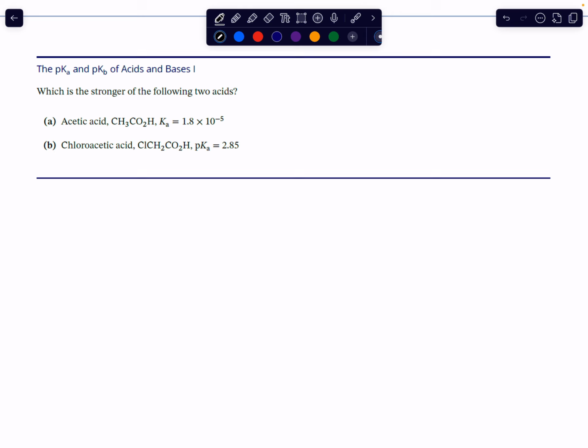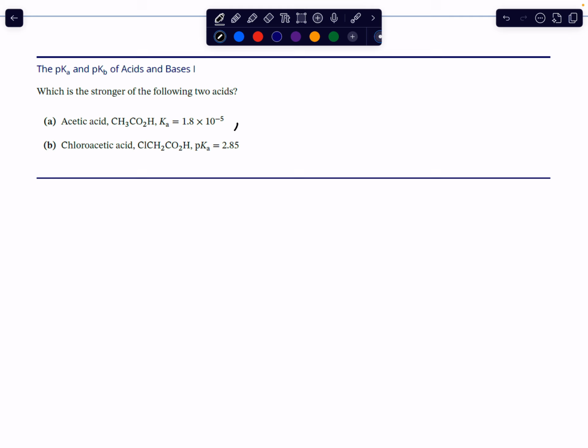And so the only way that we can compare these two acids with each other is if we're comparing apples with apples. Meaning we either need to compare both of their Ka values or both of their pKa values. And so the question is, how do we convert a Ka value to a pKa value or a pKa value to a Ka value? So let's do both. It's a good exercise.